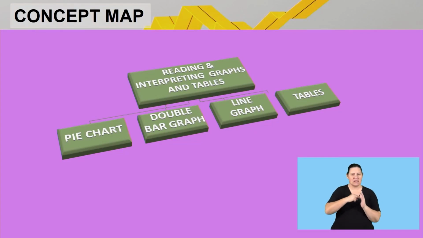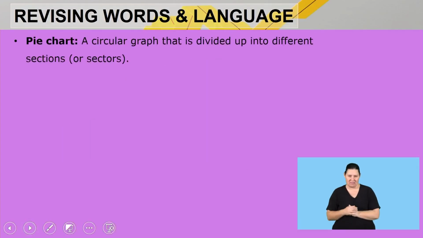Let us quickly recap today's lesson. Okay, so in today's lesson, we focused on reading and interpreting graphs and tables. We specifically looked at pie charts, double bar graphs, line graphs, and tables. Then we looked at important words that you should know by now and take with you.